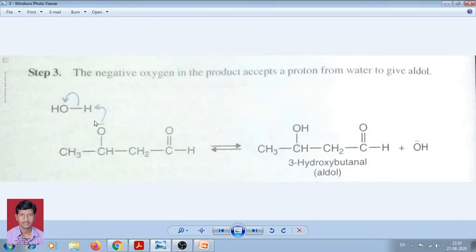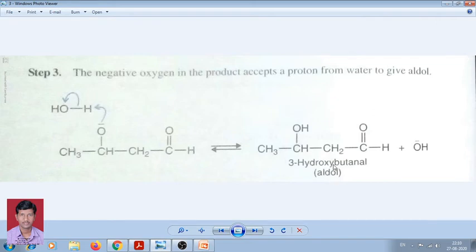In the last step, the negative oxygen in the product again accepts a proton from water, meaning H plus is abstracted by the negatively charged oxygen, and therefore O minus gets converted into OH. Therefore, at last we get CH3CHOHCH2CHO, and its name is 3-hydroxybutanal. It is also called aldol.